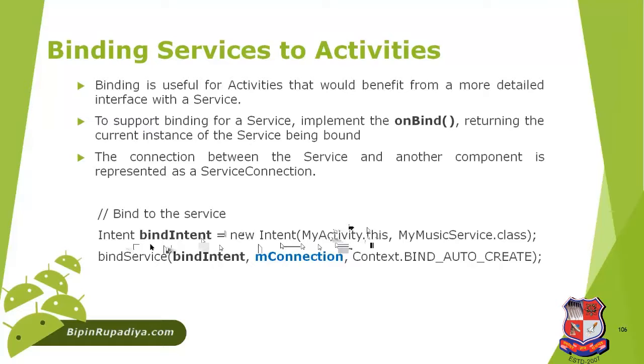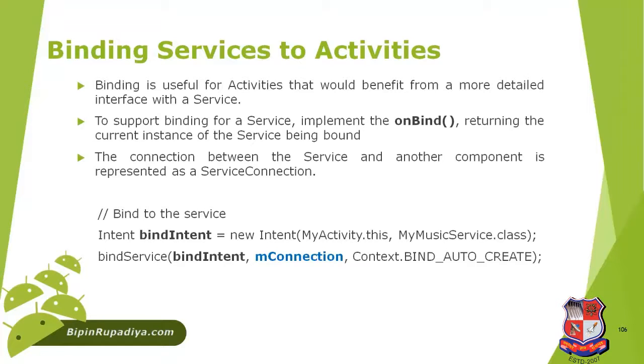Now the method bindService has three parameters. First one, the bindIntent that we have created here on this slide. Then mConnection, you can see this in the blue portion, we will create that connection after two slides. And the third thing, Context.BIND_AUTO_CREATE, which means if the service is not created, we need to explicitly create it. So by using this flag, you are informing Android to auto create these services.